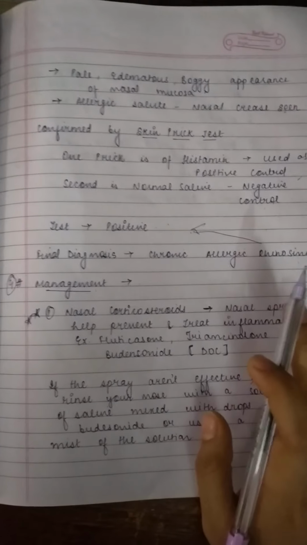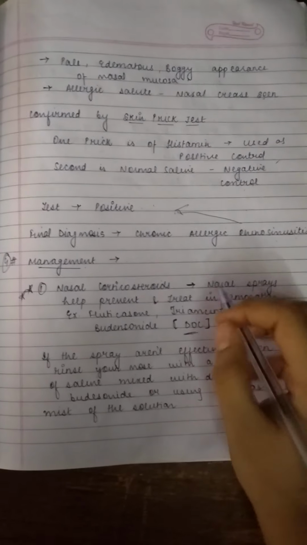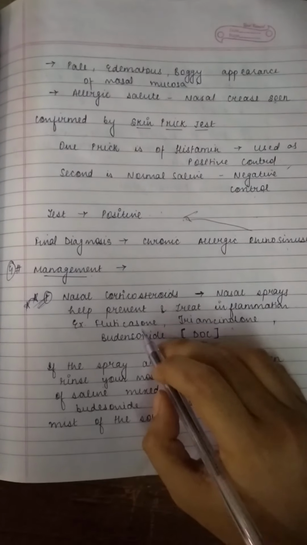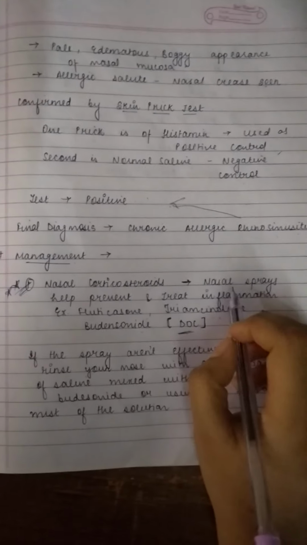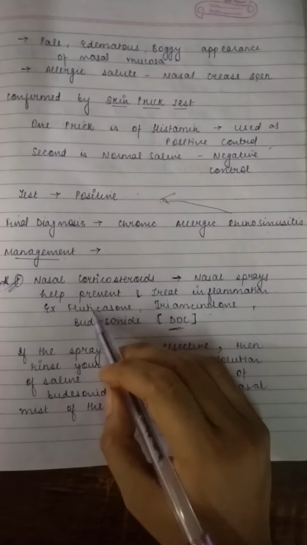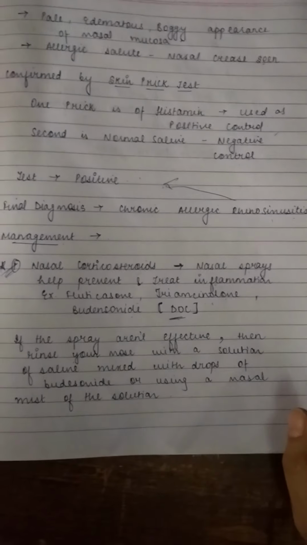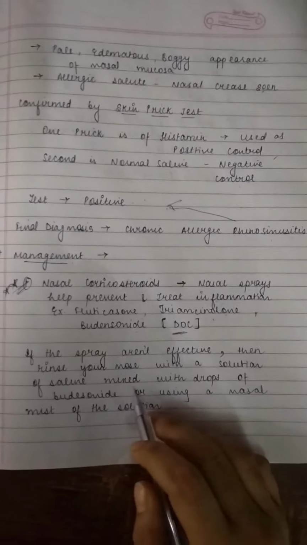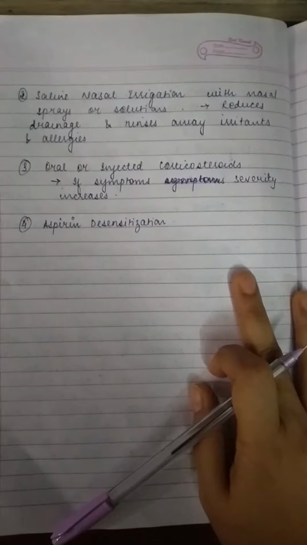The first and foremost management, that is our drug of choice, is the nasal corticosteroid. This is the most important thing we have to do in this disease. Drugs like fluticasone, triamcinolone and budesonide are used in the form of nasal sprays and they help prevent and treat inflammation. Sometimes the sprays aren't effective, so your doctor will advise you to rinse your nasal cavity with a solution of saline mixed with drops of budesonide or use a nasal mist of the solution.